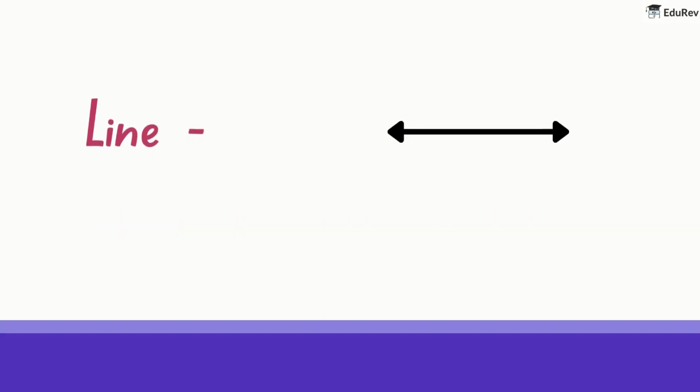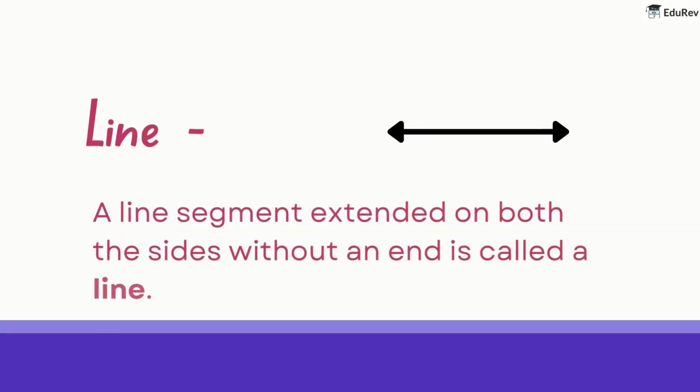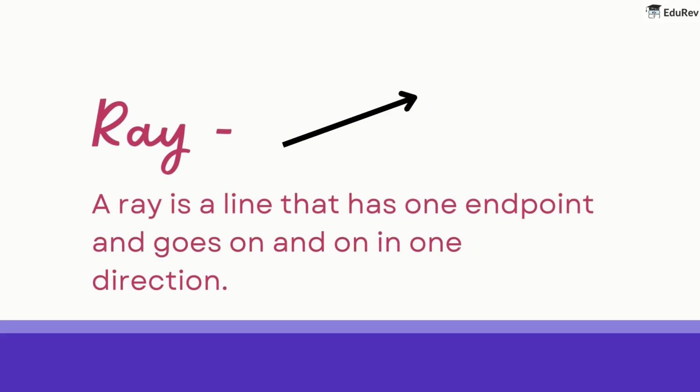Next, we have line. A line segment extended on both sides without an end is called a line. Now, on to the ray. A ray is a line that has one endpoint and goes on and on in one direction.